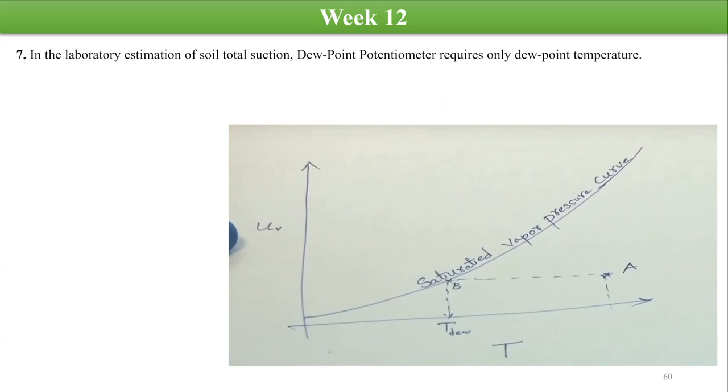Question number 7 says in the laboratory estimation of soil suction, total suction dew point potentiometer requires only dew point temperature. If you see here, in the laboratory estimation of soil water suction, the dew point potentiometer not only requires the dew point temperature, but it also requires the current state of the sample, right? So it does not only require the dew point temperature. So this statement may not be totally correct.